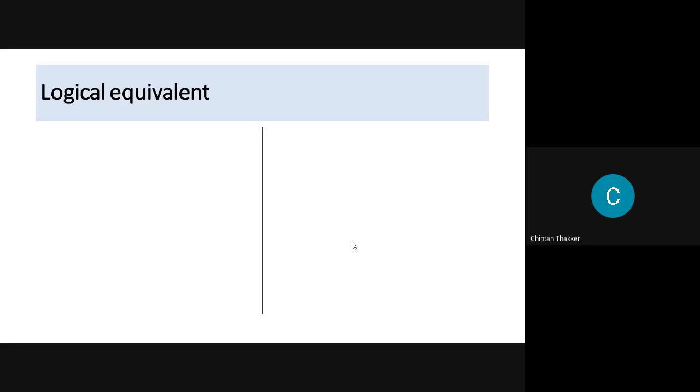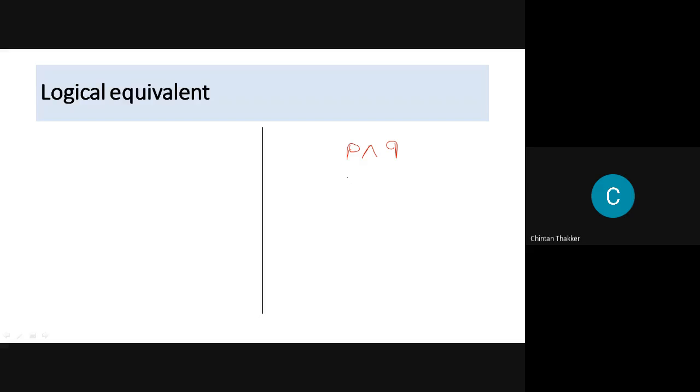In a conjunction, we have P and Q. So the conjunction is true only if both statements are true. If any one is false or both are false, the conjunction is false.